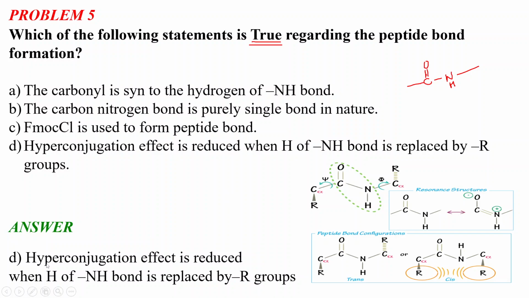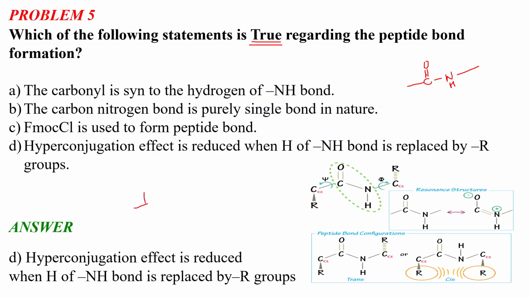So yes, it is the resonating structure of the peptide bond. When I talk about the peptide bond, it basically stays like this, with the NH group. Look at the first statement. It says the carbonyl bond is syn to the hydrogen of the NH bond, but actually it can be syn or anti, cis or trans. But when it is trans, there is a very good steric advantage of the anti form over the syn form.